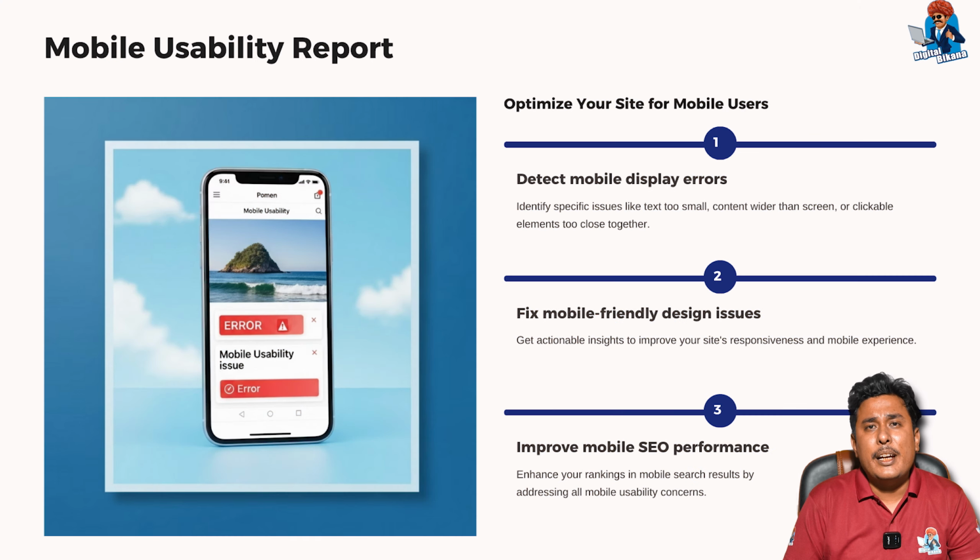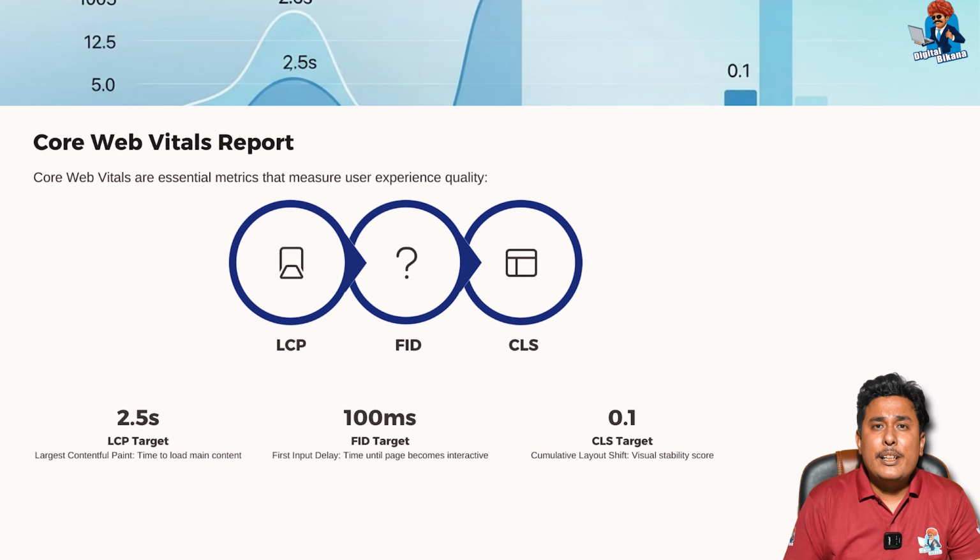Mobile usability is a ranking factor. This report identifies mobile-related issues like clickable elements being too close or content wider than the screen. Core Web Vitals measure loading speed, interactivity, and visual stability. Use this report to find pages that need optimization for a better user experience.